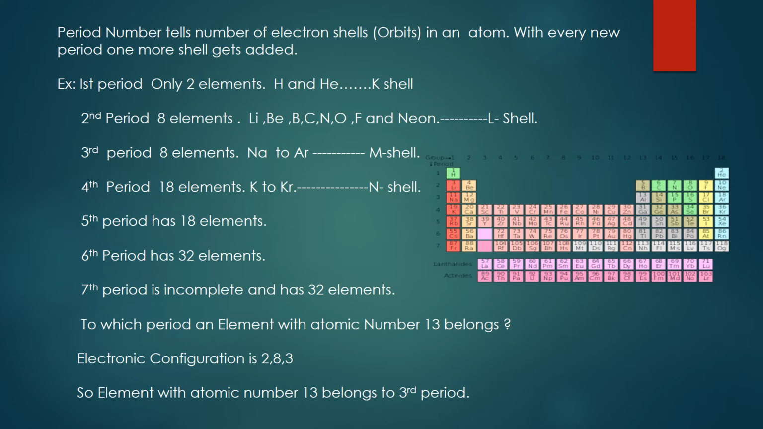So whenever you are asked to identify to which period the given element belongs, it is simple: you write the electronic configuration and count how many shells are there. Are you clear about that one? Now come to the next point.